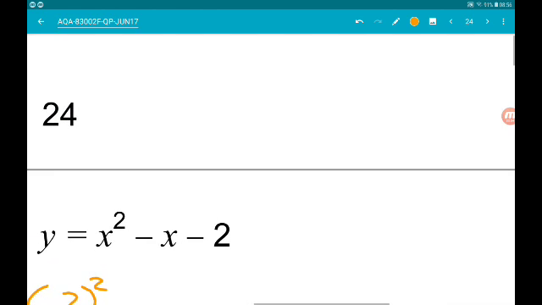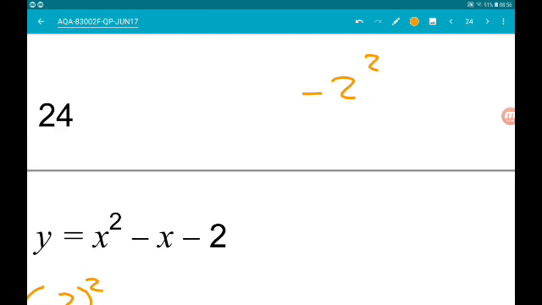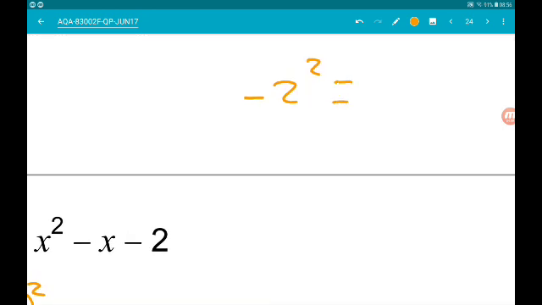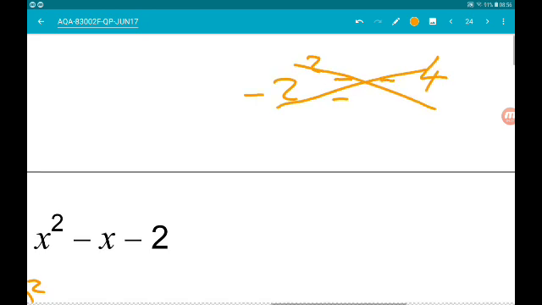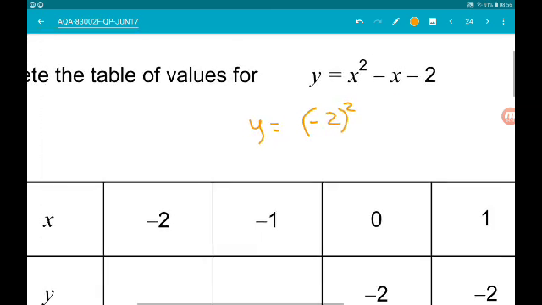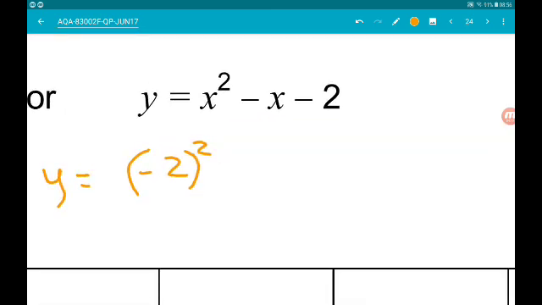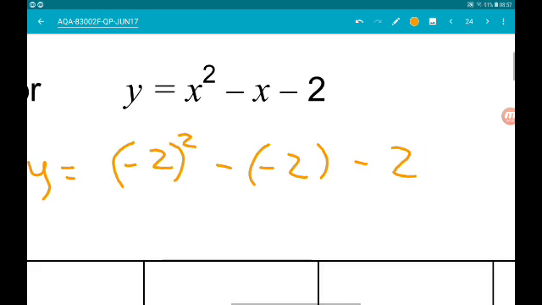If you do minus 2 squared like that, your calculator will do BIDMAS. It will do the power first and then the subtraction. So that would give you minus 4, which is wrong. So use brackets. So minus 2 squared, and then again minus 2 minus 2 on the end. So minus 2 squared is positive 4. Minus 2 is add 2, so that's 6. Minus 2 is 4.